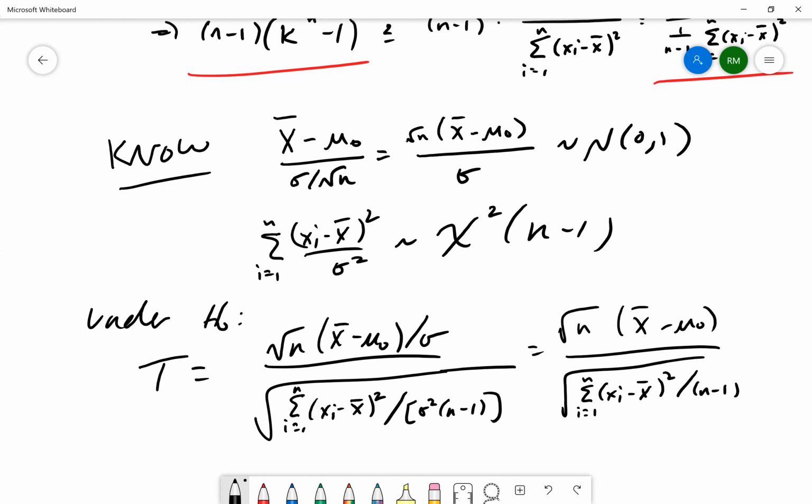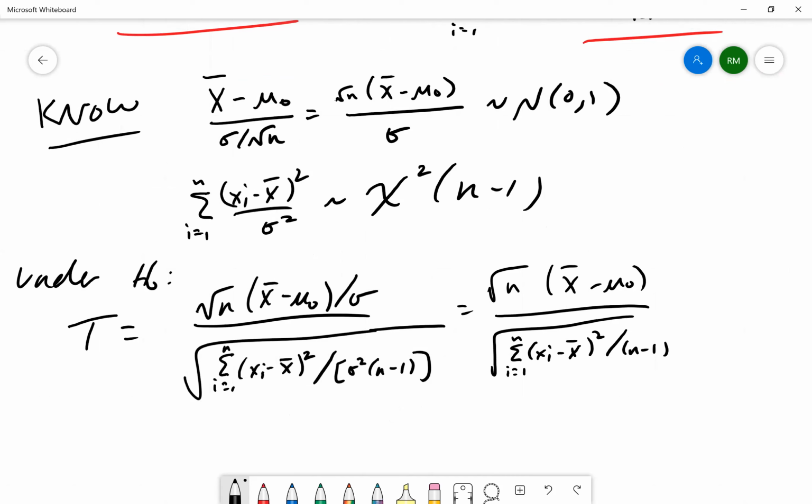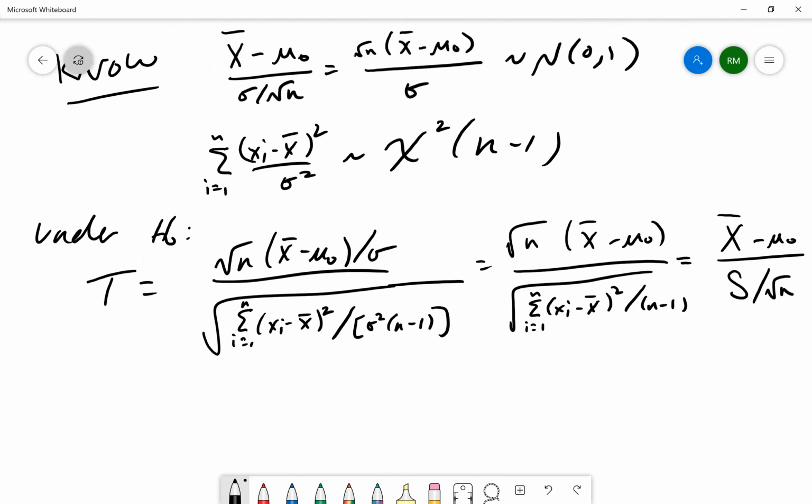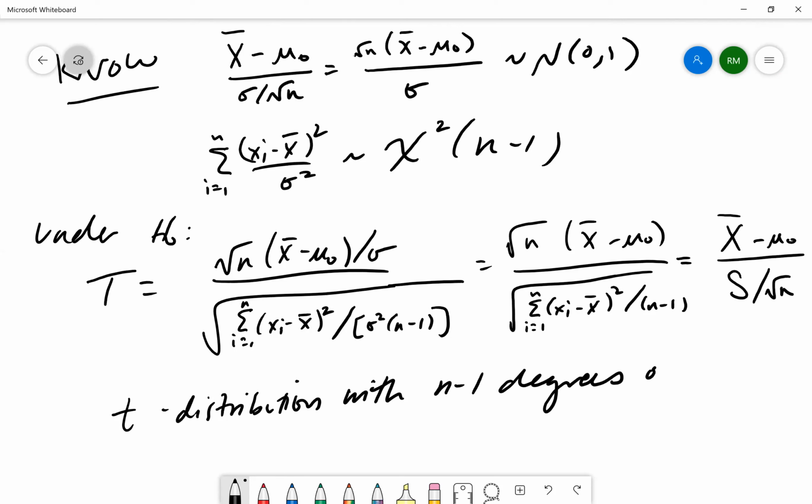And if I just write this in a slightly different form, this is x bar minus the mean over the sample standard deviation over root n. And you probably recognize that. This is a t distribution with n minus 1 degrees of freedom.